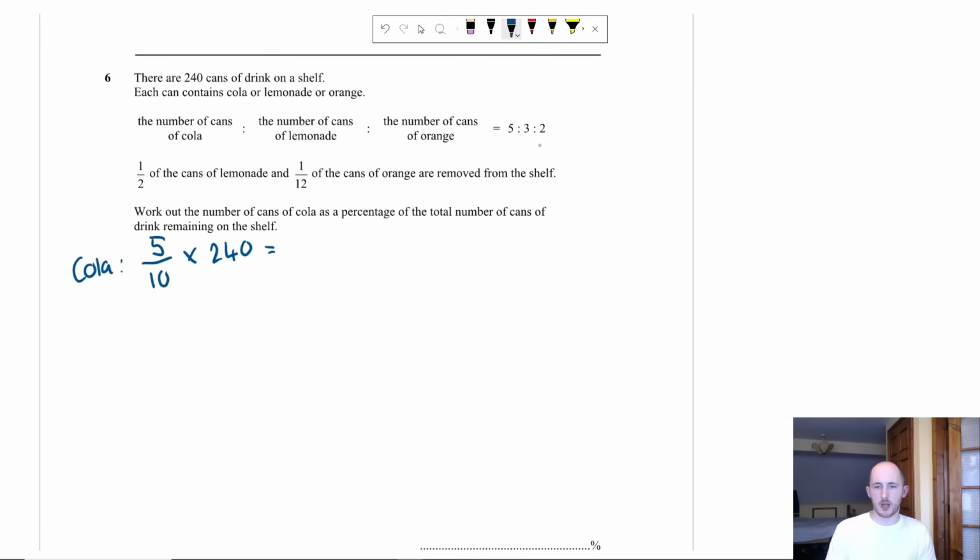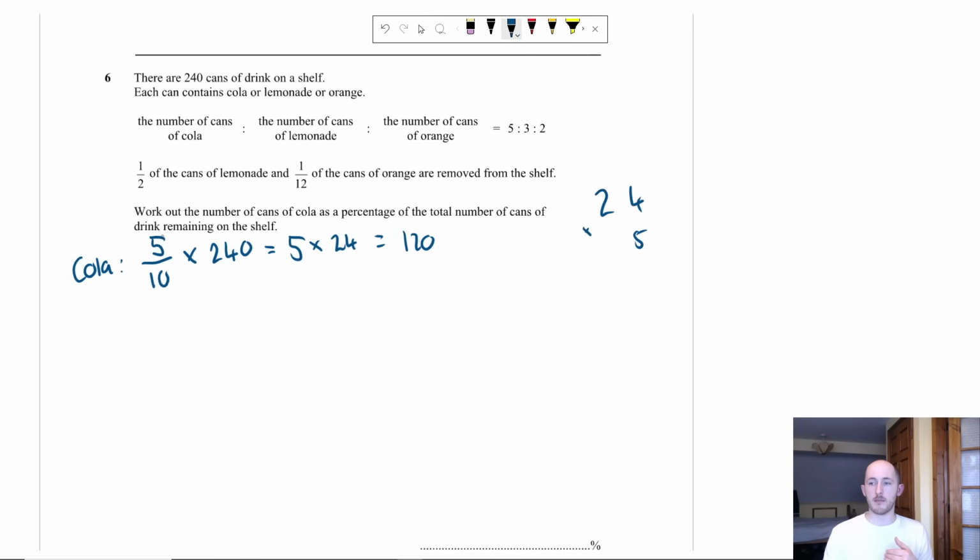Okay? So 240, and to do this kind of fraction of an amount thing, we do 240 divide by the denominator, so divide by 10, which is 24, and times the numerator. So doing 5 times 24, which you should find is 120, but again, do the good old-fashioned column method.